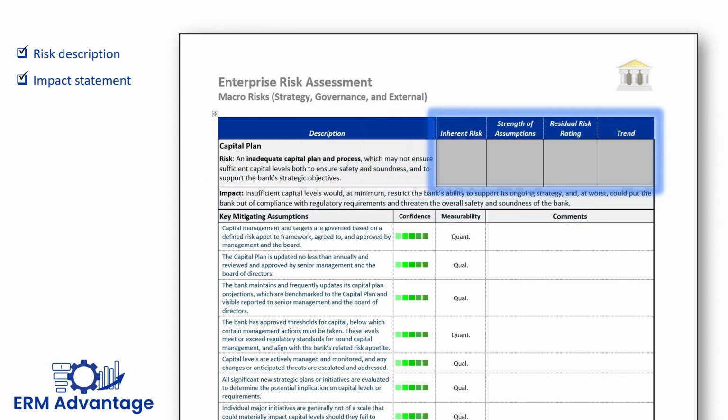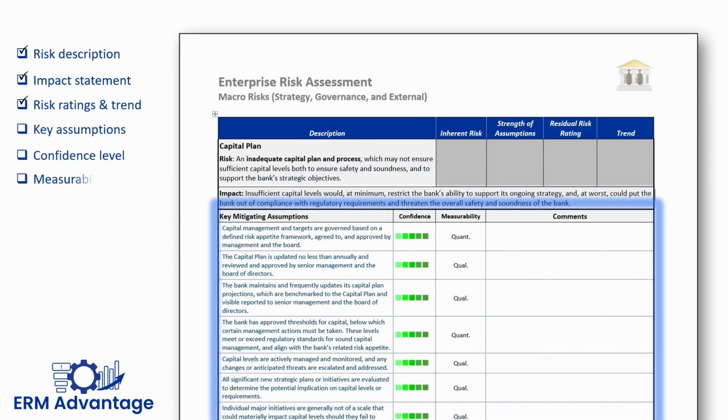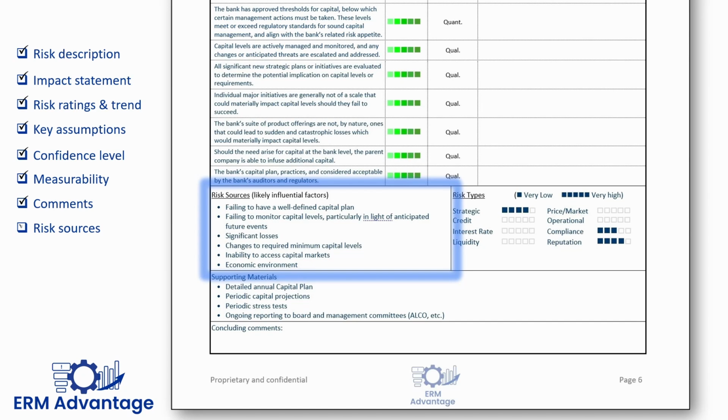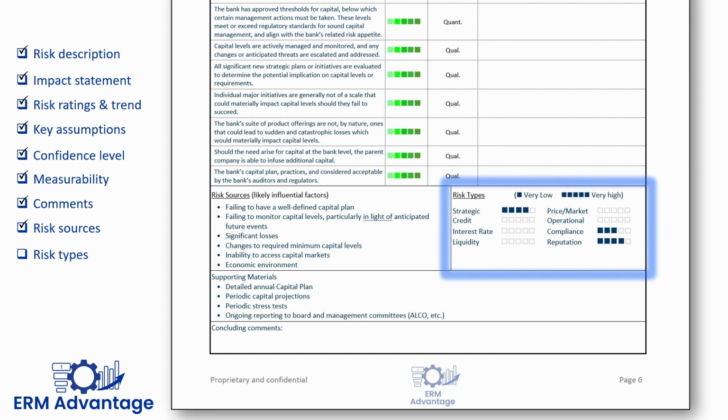To the right, we have an area where we will ultimately come to our conclusions about risk levels. We'll get to those later. In the main area is where we'll capture our key assumptions, where we're going to spend a good deal of time. Below that, we have a section for capturing risk sources, similar to what we did with operational risks. The concept is the same. If something were to go wrong, likely from vulnerabilities based on various design flaws, where or how would those failures likely originate? To the right is where we'll consider the impact of this risk across our primary risk types.